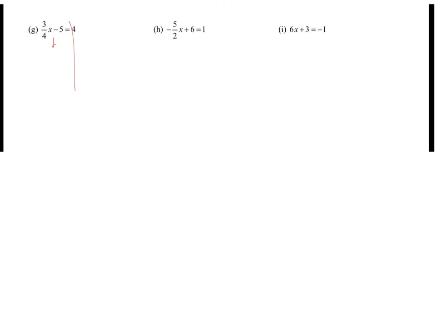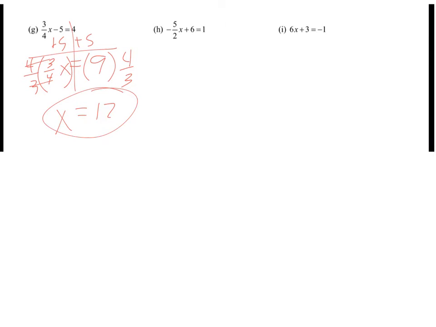Letter G, we're going to add 5 to both sides. So 3/4 of x equals 9. Notice how I said 3/4 of. Of means multiply. So to get rid of a fraction, you always multiply by its reciprocal. So we multiply by 4/3. So now x equals, well, 9 times 4 is 36, divided by 3 is 12.